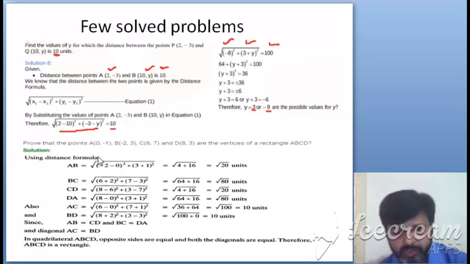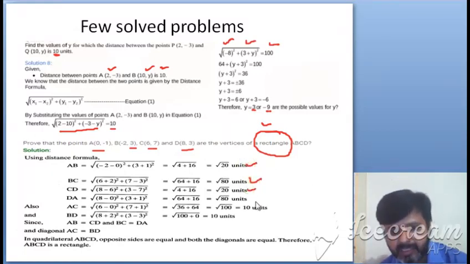The next question they asked is, prove these are the vertices of a rectangle. They have given 4 vertices and they are asking us to prove whether these are the vertices of a rectangle. Already we discussed, in a rectangle opposite sides should be equal. Here opposite sides are equal, 20 20 and 80 80, and diagonals are also equal. If opposite sides are equal and diagonals are equal, then these are the vertices of a rectangle.